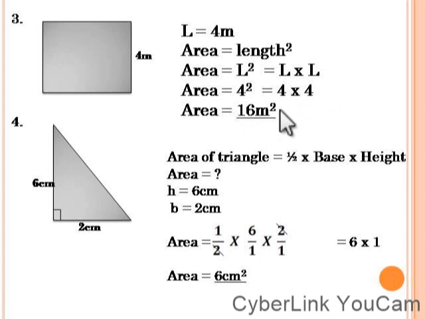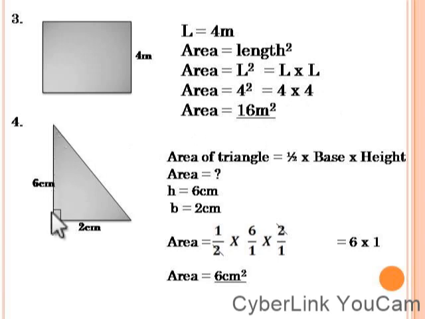I hope it's quite clear. Let me explain again. Here you have the length, 4 meters. The area of a square is length raised to power 2, or length squared, which means length times length. Then area is equal to, in place of our length, we write 4, and we square it just like our length is squared, equal to 4 times 4, which represents 4 squared. And the answer is 16 meter squared. Here we have a triangle.